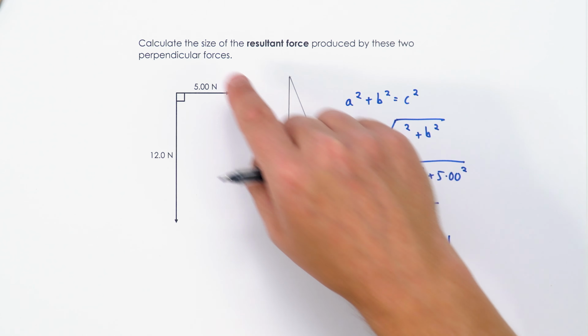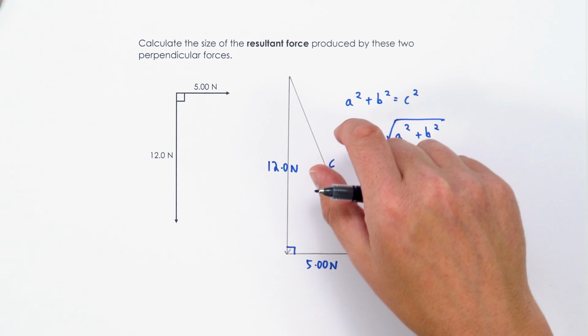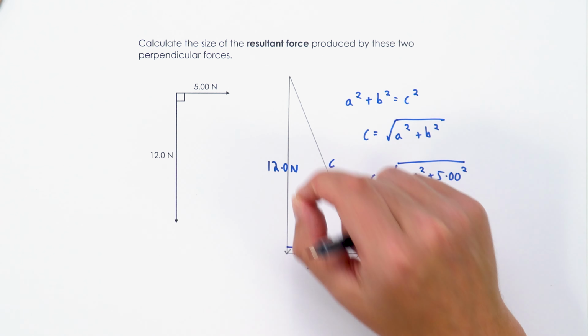Now, although there wasn't a triangle initially given to us in the question, we formed a triangle when we drew a diagram of this, and then we used that to work out the size of that longest side.